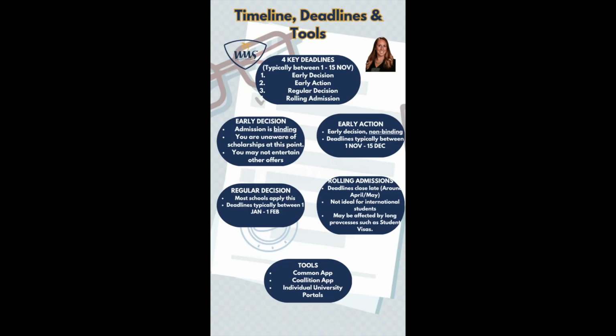So I talk about tools here at the bottom. There are a couple of tools that you need to be aware of as you're thinking about the US college application process. So I have on here Common App, Coalition, and individual university portals. These are all ways that you can apply to different schools. And I'm going to break this down a little bit too, so that you have an understanding of what each of these are.